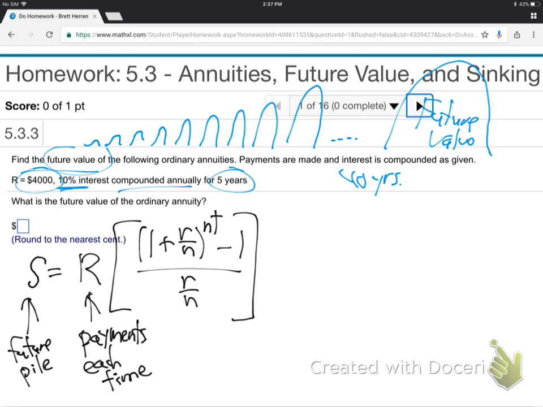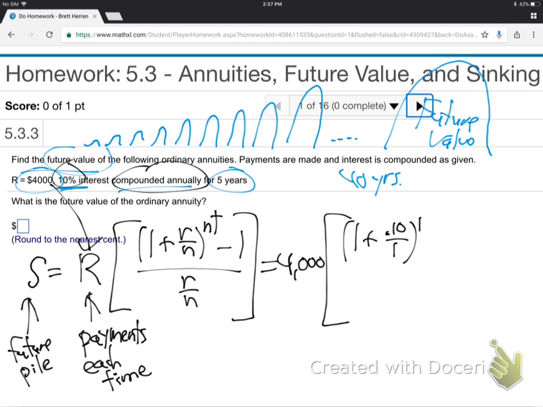Let's try it out. So the R is 4,000. 1 plus the interest rate, 10%. So that's 0.10 over compounded annually, so N is 1. Then 5 years. R again is 0.10, N is 1. There it is. So we got to type all that into our calculator.